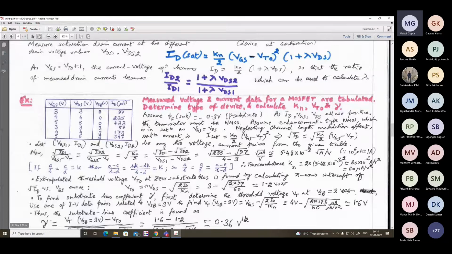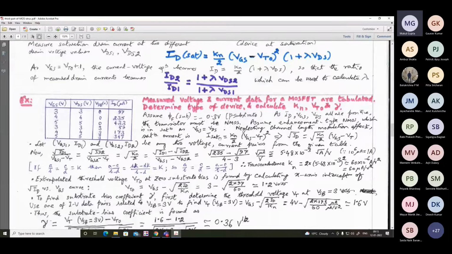So the extrapolated threshold voltage VT0 at zero substrate bias is found by calculating the x-axis intercept. Here, for example, if you take the first row, I need to find out VT0. VGS is 3 volt and ID equal to 97. Kn we have just now found out to be nearly equal to 60 microampere per volt square. So from any row, root over 2ID by Kn will give you VGS minus VT.